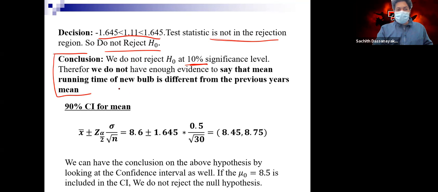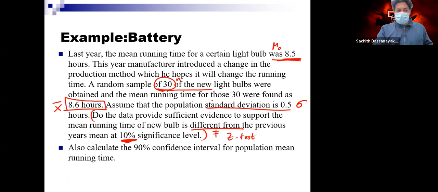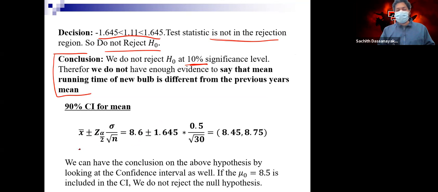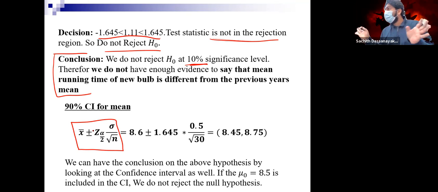What they have also asked is to calculate the 90% confidence interval for the population mean. Do you remember how to calculate a confidence interval? x bar plus or minus C alpha over 2 times sigma over square root of n. It's not about two-tail or one-tail, it is about confidence interval. Always for the confidence interval, we use alpha over 2. Once you calculate, you will get these two values.